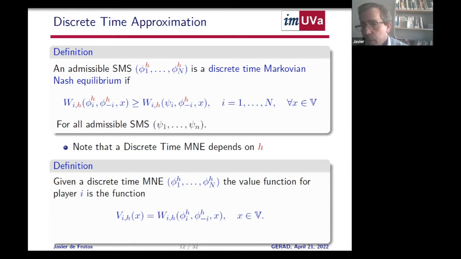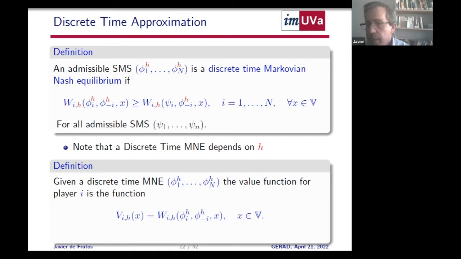The only comment that we can make here is that now in discrete time, the Nash equilibrium depends on the time step. They are not the same if we change the time step, if we take the time step smaller and smaller. If we have a Nash equilibrium, we also have the discrete value function, which of course also depends on this time step. So we have a discrete time Markovian Nash equilibrium that depends on the time step. When we move the time step, the discrete time Markovian Nash equilibrium also changes.